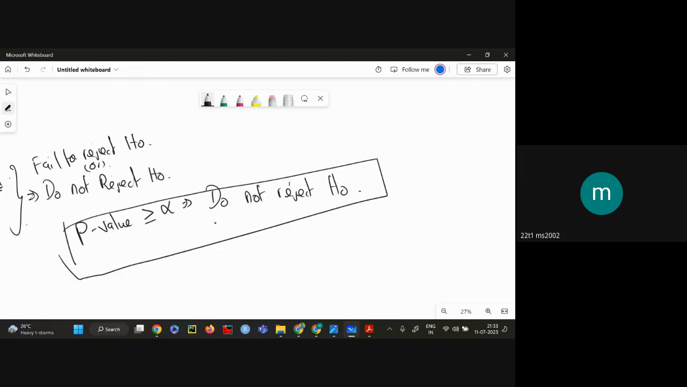This is the difference between the two techniques: one is the p-value technique, the other is the confidence interval technique. Okay? All of you good?